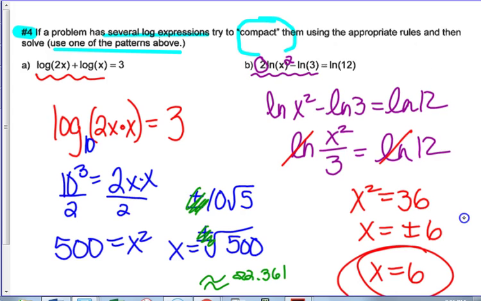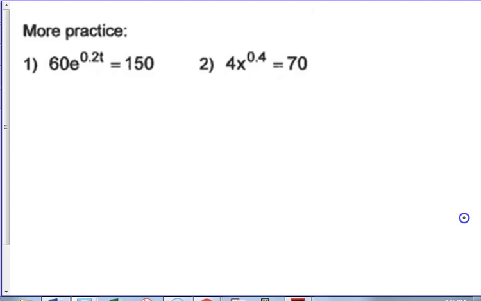Okay, can you guys try these 4, please? Give you 2 minutes to work on those 4 at the bottom. See what you get.